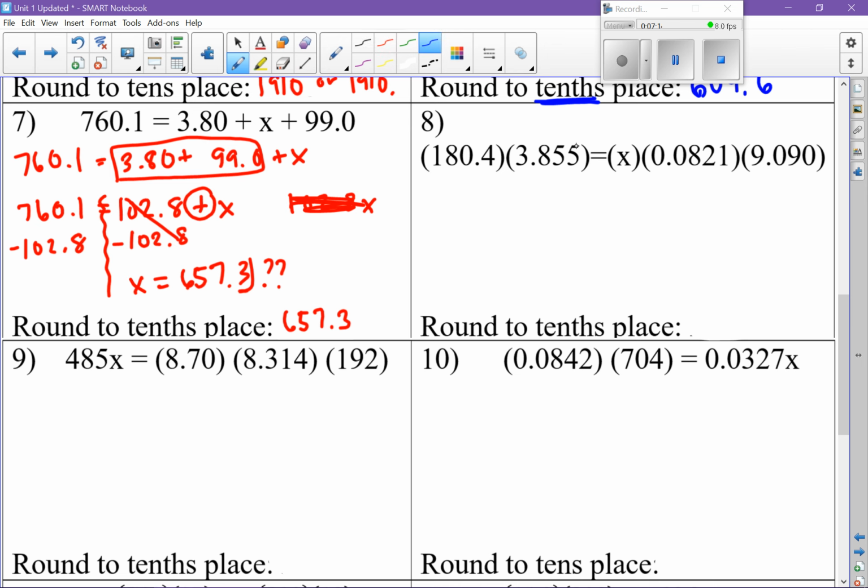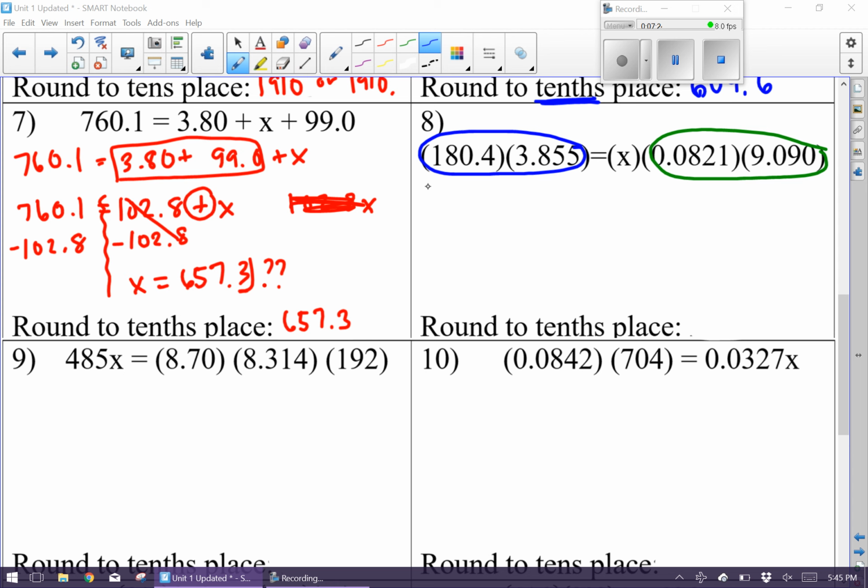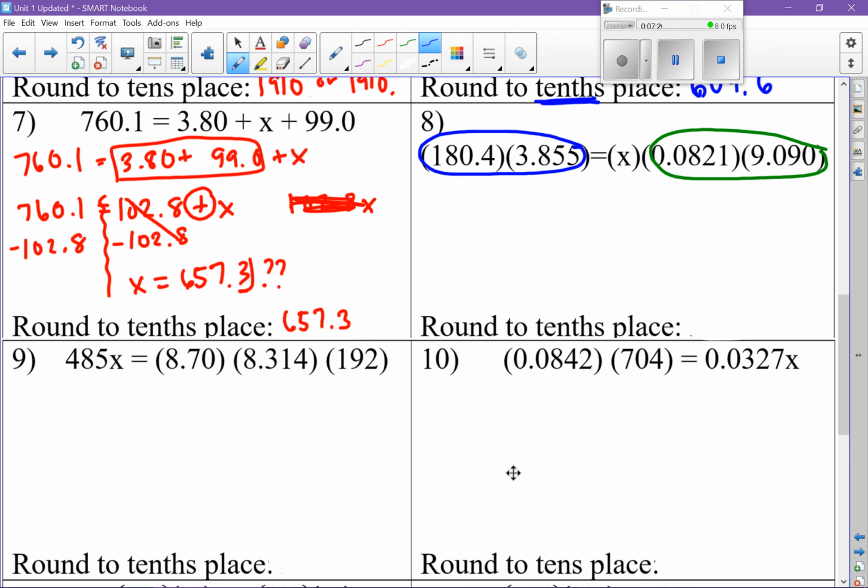Alright, over here I want to do some combining. So I'm going to multiply these numbers together, combine those like terms, and multiply these numbers together, combine those like terms. So we're just going to do some multiplication. Over here I get 695.442 equals. On the other side I get 0.746289, and don't forget to bring the x down.